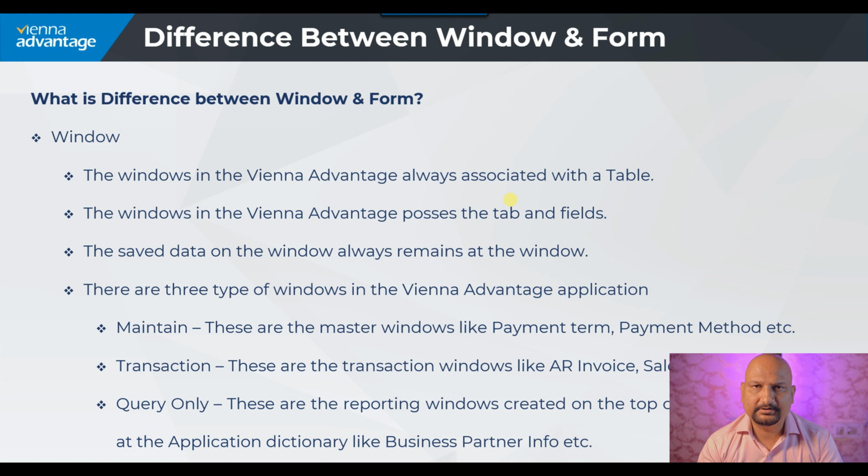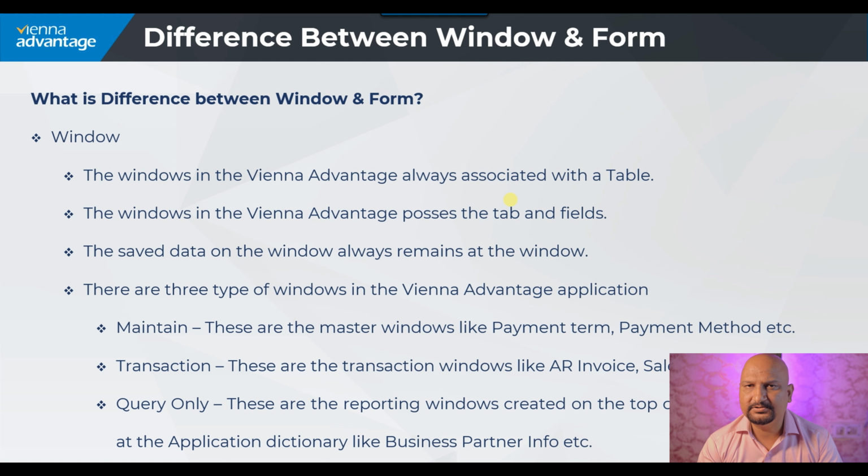The windows in the VA system can contain tabs and fields. The saved data on a window always remains on that window. So whenever you open that particular window, your saved data will be pulled up by the system. There are three types of windows available in the VA system. The first type is basically the maintain window.